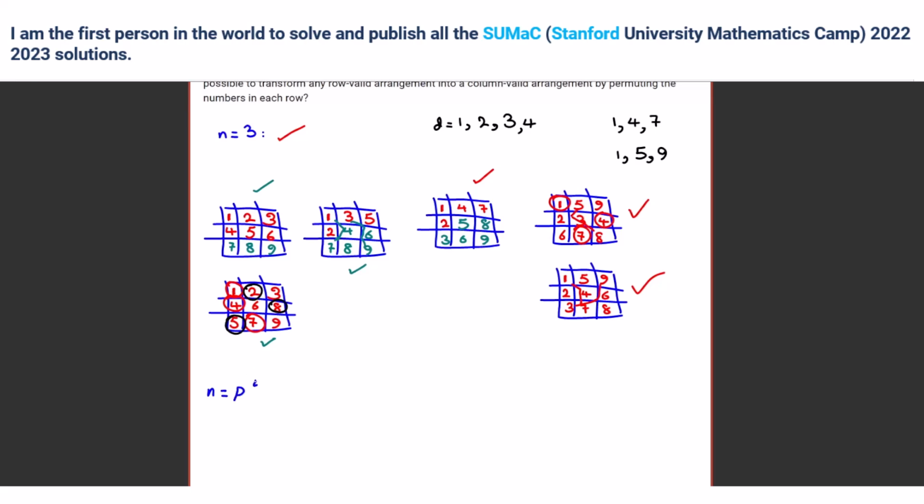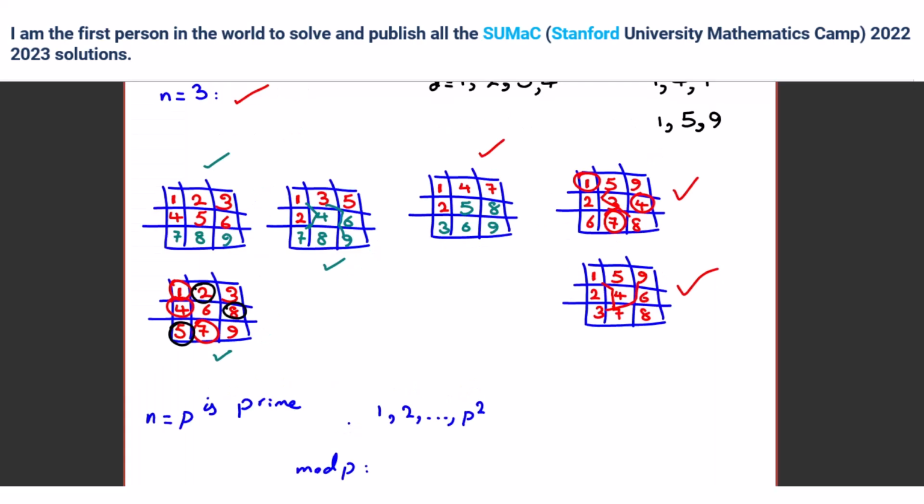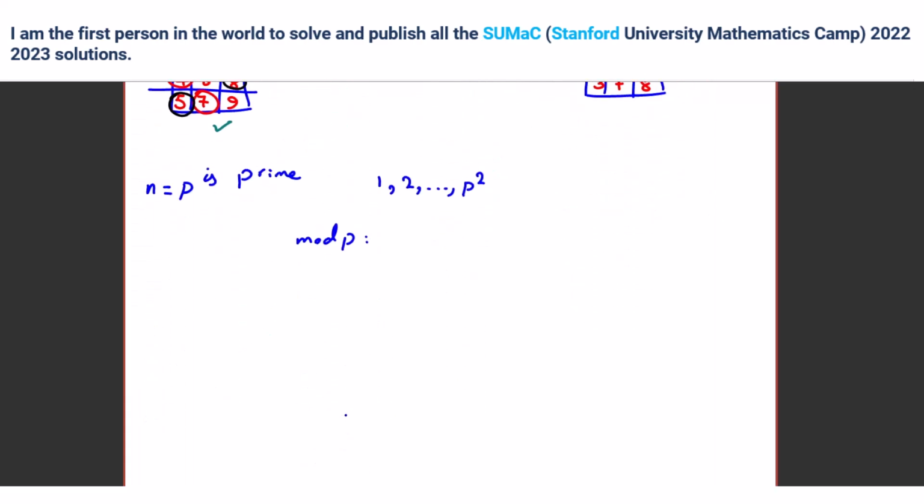3 is a prime, right? And can you tell me, if you consider 1, 2 to p squared, if we consider the remainders mod p, what are the remainders? How many remainders do we have, from 1 to p squared, how many zeros are there mod p? Uh, 1p, 2p, 3p. So p.